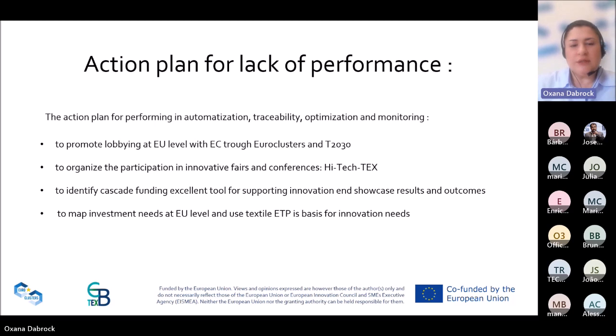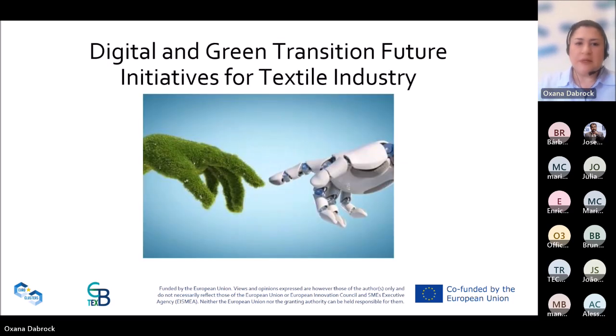An action plan to take for this risk is to promote lobbying at EU level with EEC and T2030, to organize the participation in innovative fairs and conferences like high-tech, to identify cascade funding, an excellent tool for supporting innovation and showcase results and outcomes, to map investment needs at EU level and use textile ETP as basis for innovation needs.